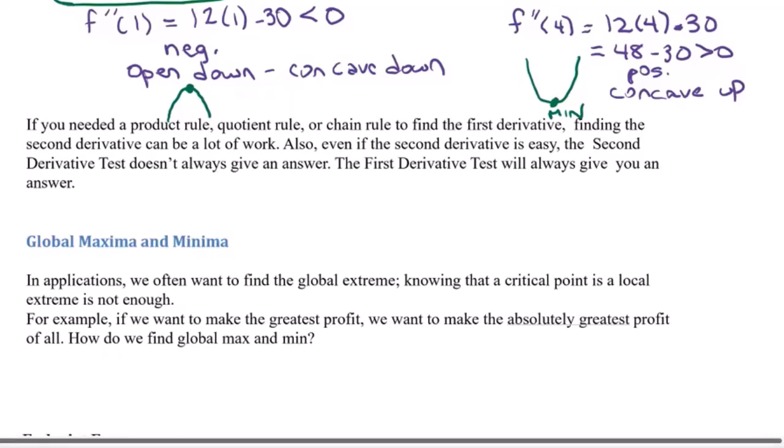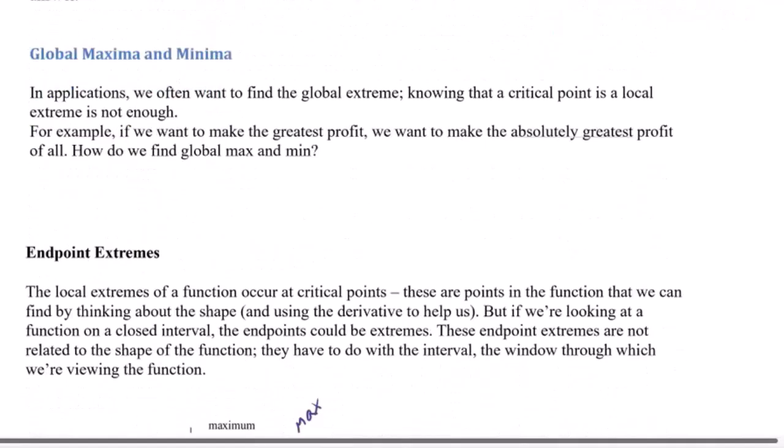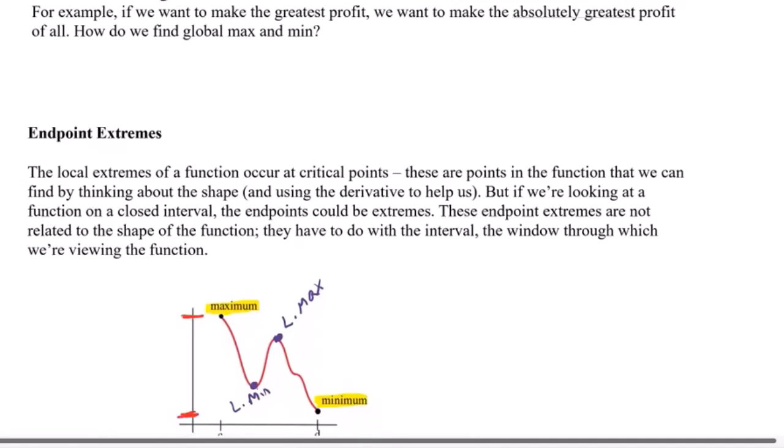Now, global maximums and minimums. In applications, we often want to find the global extreme. Knowing that a critical point is a local extreme is not enough. For example, if we want to find the greatest profit, we want to make the absolute greatest profit of all. How do we find the global max or global minimum? Well, we find them by finding our critical points, as always, but we also have to check our endpoints.